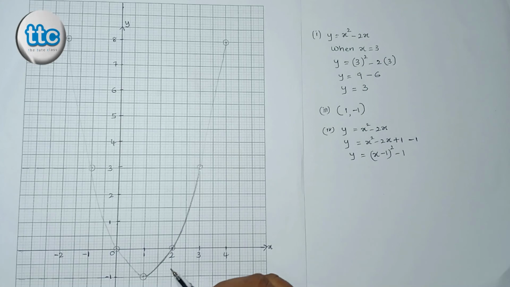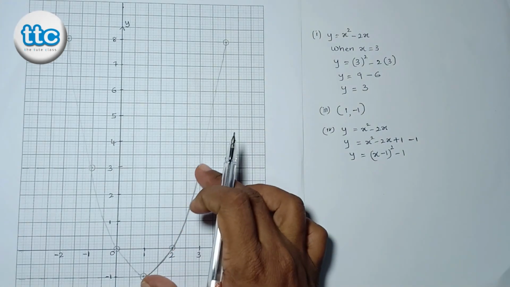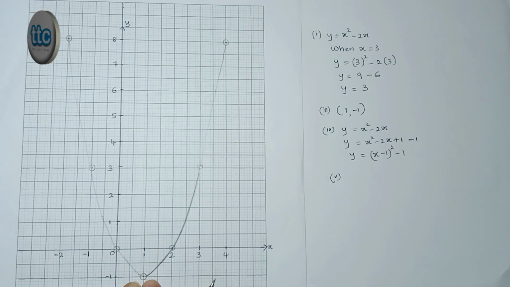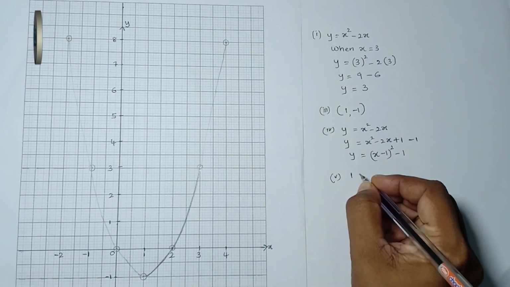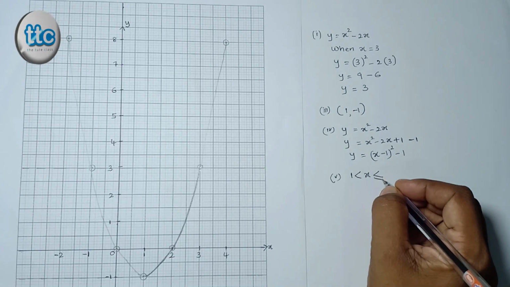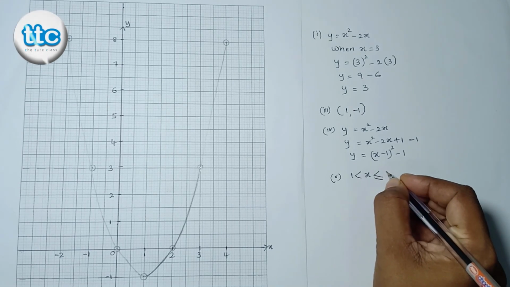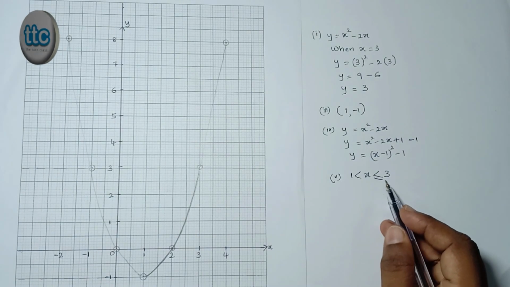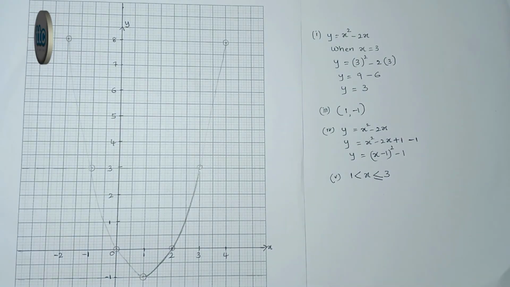Then you have to write the x values within this interval. What is the x value of this point? Plus 1, but in the question 1 is not included, therefore x greater than plus 1 and less than. The question says 3 is included, therefore less than or equals to 3. Therefore the answer is x greater than 1 and less than or equals to 3. This is the end of the question.